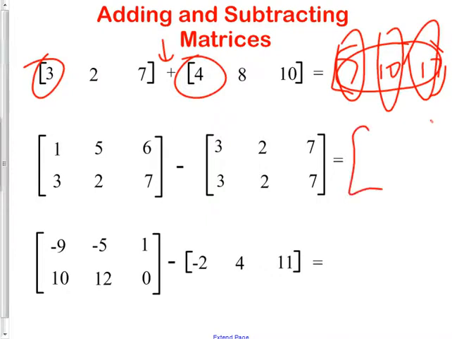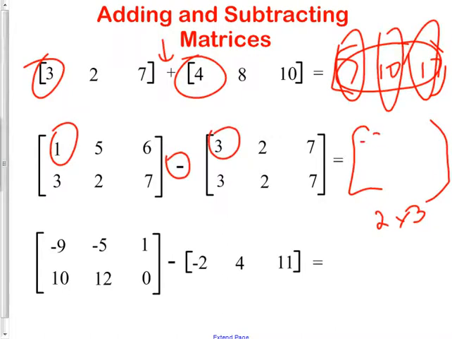This one answer is going to be a what by what matrix? 2 rows, 3 columns. 2 by 3. Yep, this is a 2 by 3 matrix. And the answers for it will be, well, you take the 1 minus the 3 and you get negative 2. Get the idea? It's as simple as that.